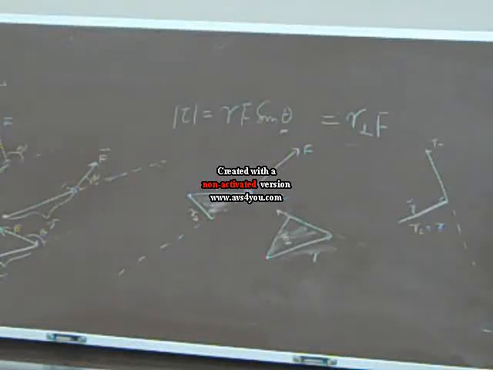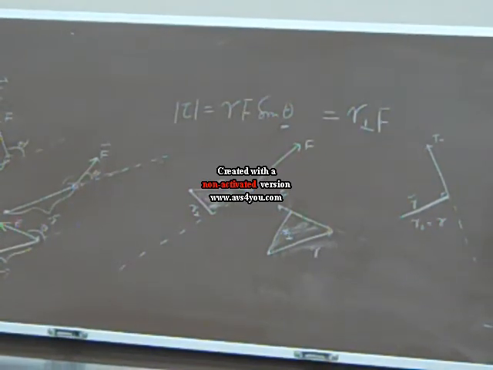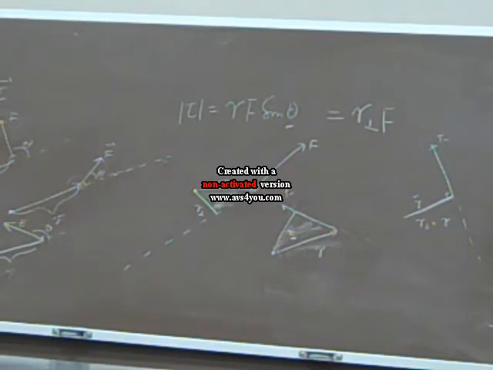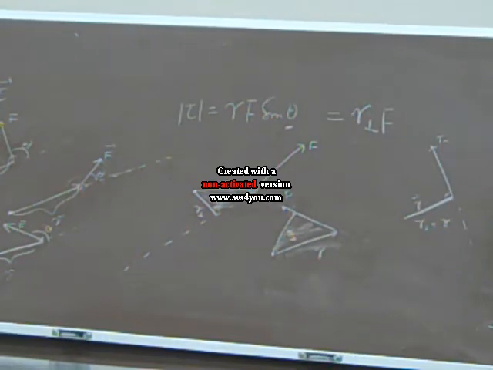Let's talk about the rotational equilibrium. Previously, we learned about the translational equilibrium. If all the forces are balanced, you will have the so-called translational equilibrium. That means the acceleration is zero. Translational equilibrium means that it's not accelerated.